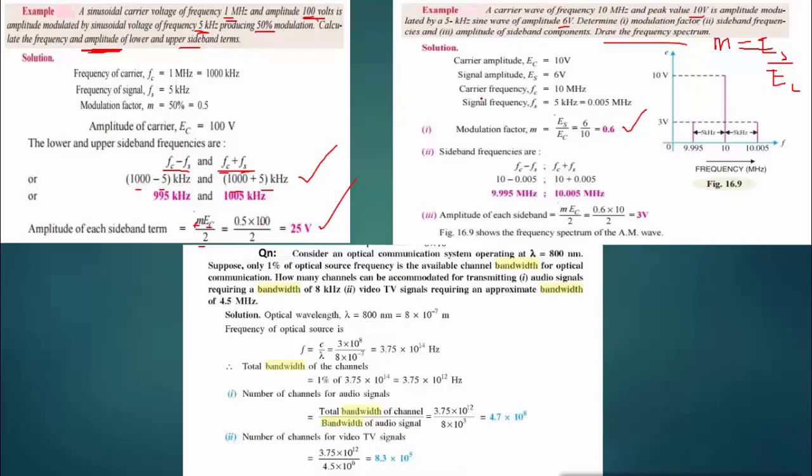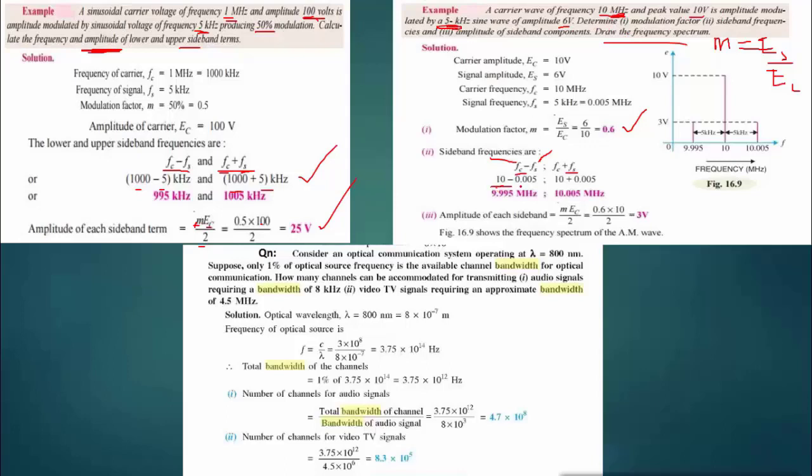Sideband frequencies: we know the upper sideband and the lower sideband. You're just required to know the frequency of the carrier and the frequency of the signal. As you can see, the carrier is 10 megahertz and the signal is 5 kilohertz. Make sure you are careful with the units, otherwise you'll mess things up.